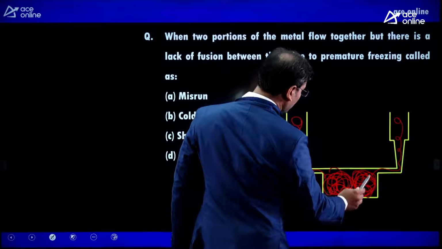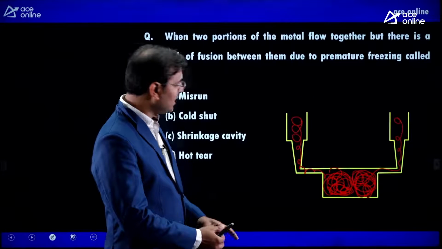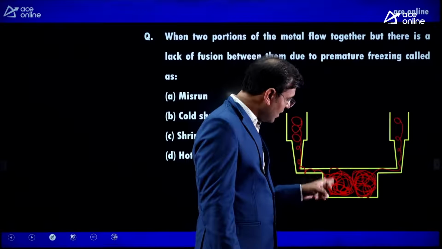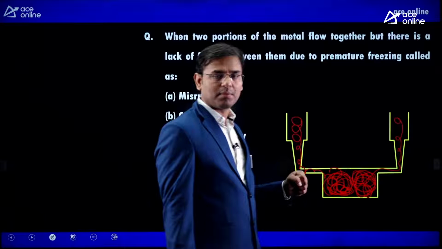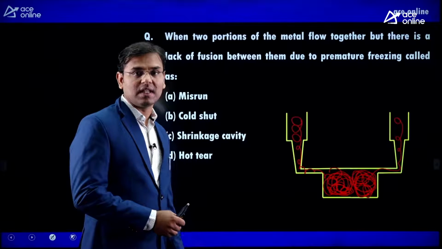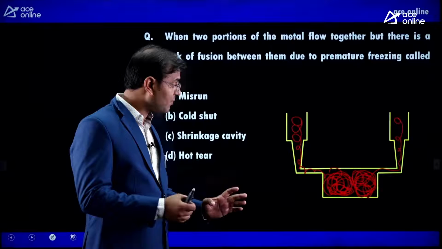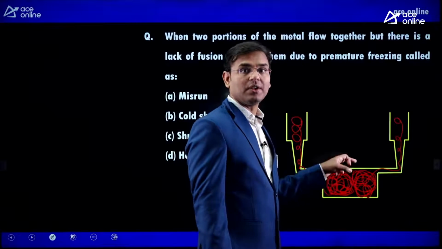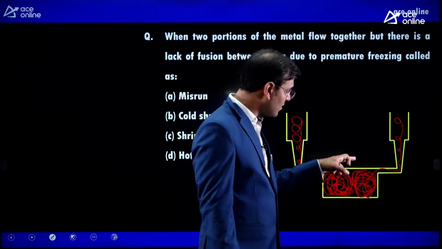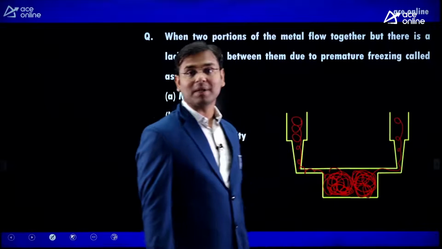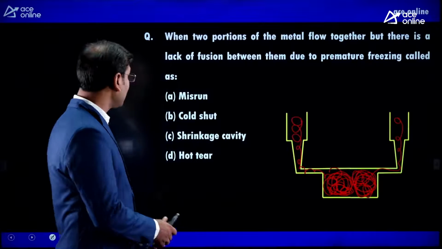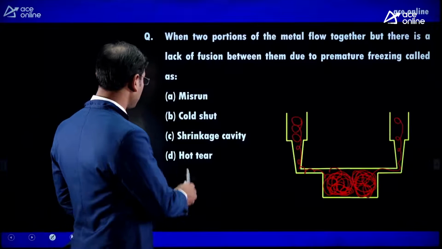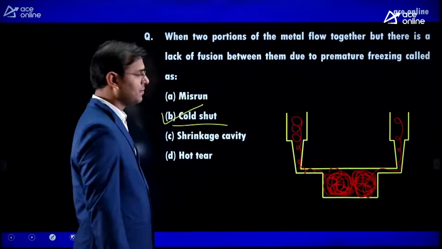That molten metal needs to fuse properly. Means this molten metal must enter into that molten metal, and the left side molten metal must enter into the right side molten metal, means proper fusion is there. But if proper fusion is not there, means the left side molten metal is not entering into the right side molten metal, and the right side molten metal is not entering the left side molten metal, then what happens? Then one defect is going to form, and that defect is known as cold shut. That defect is cold shut.